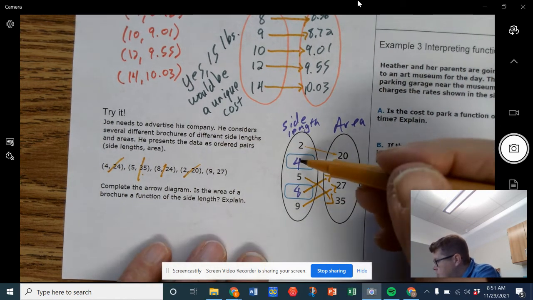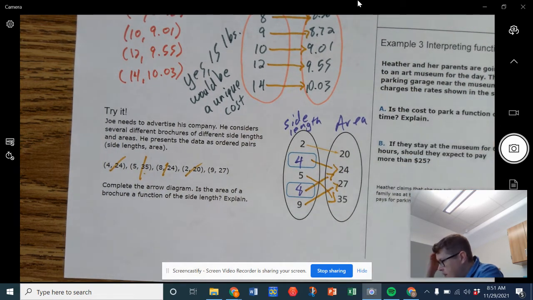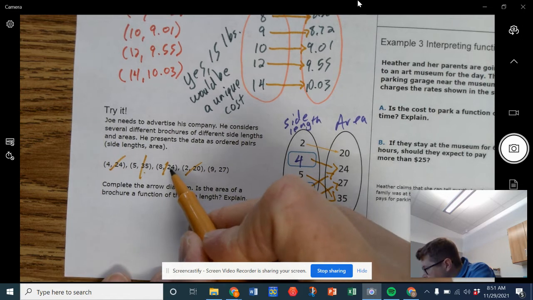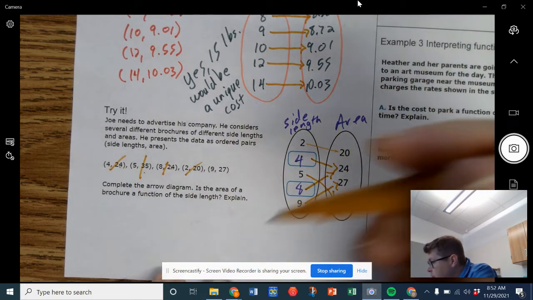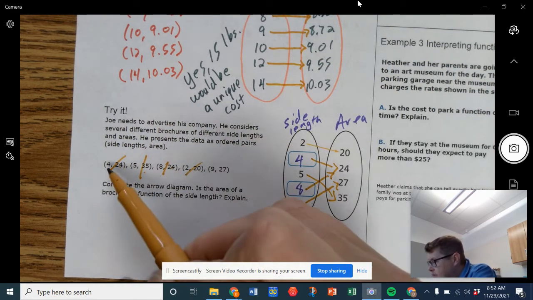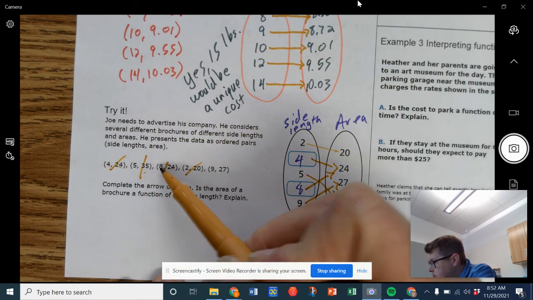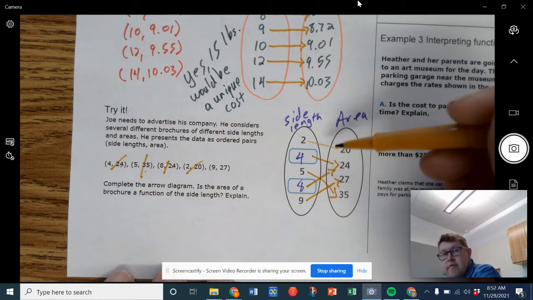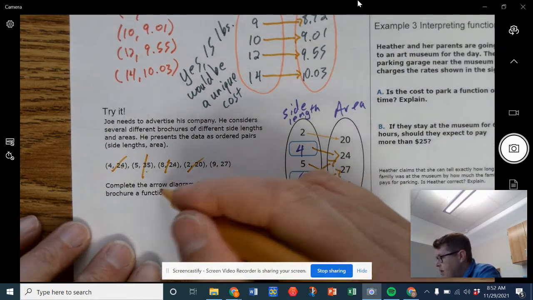Now, what you can see is we have 2 inputs going to 1 output. But that doesn't matter. We don't care if we have two of the same output, right? We have the same output here, we have the same output here. We don't care about that. What we care about is two of the same x values, two of the same inputs matching up. And they don't have two arrows going from them. So complete the arrow diagram, mapping diagram.